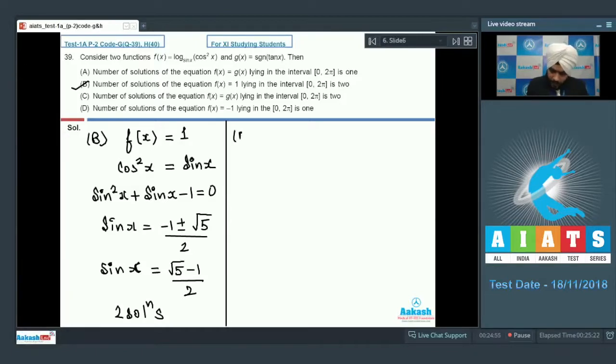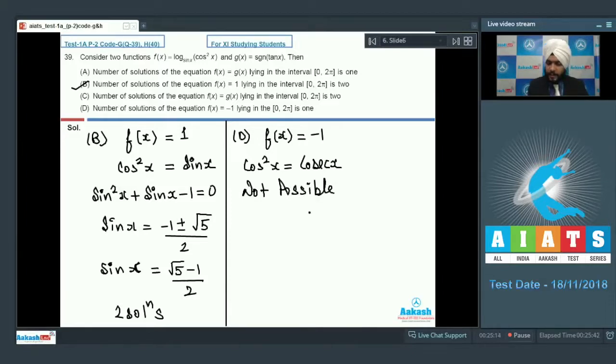For option number D, f(x) is equal to minus 1. Cos square x is equal to sin x raised to power minus 1, that is cosecant x. Never possible. Why not possible? Because cos square x is a quantity lying between 0 to 1. The only point common with the range of cosecant x is 1, then cos x has to be 0. Not possible simultaneously. They can never be equal. Not possible means no solution. Option number D goes wrong.